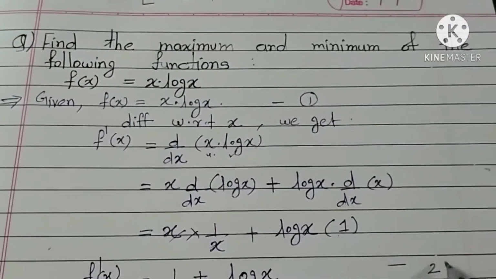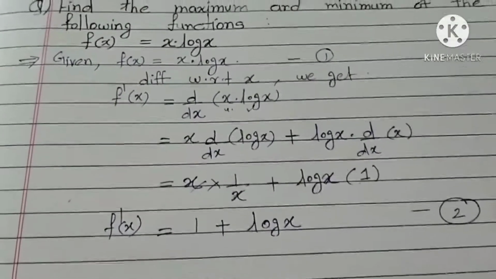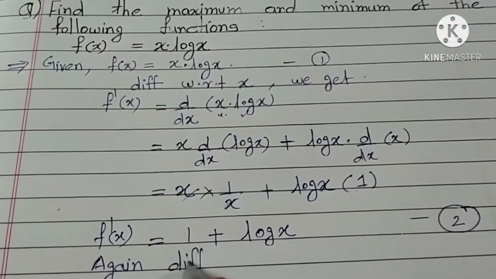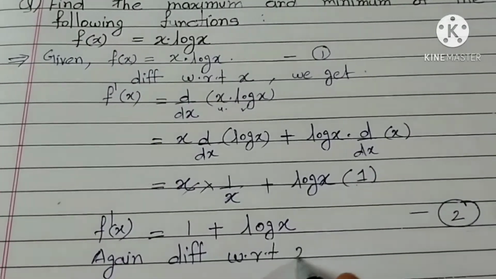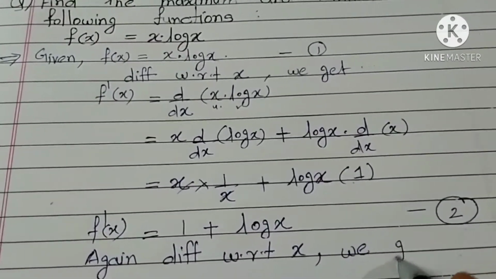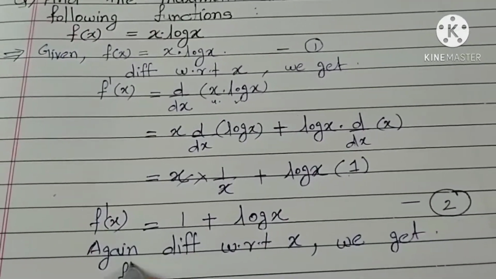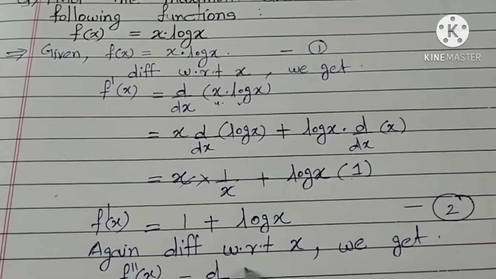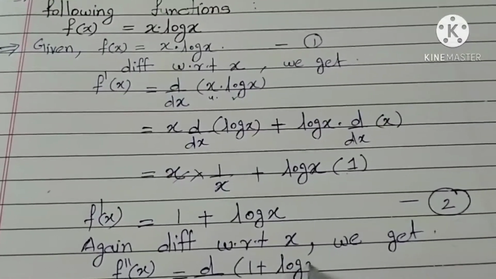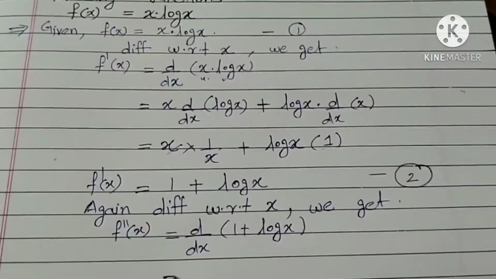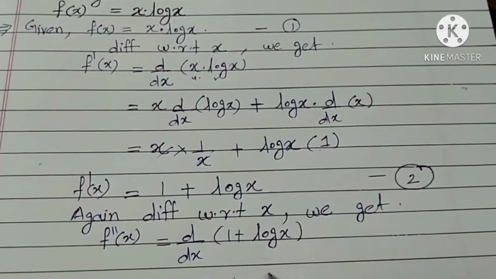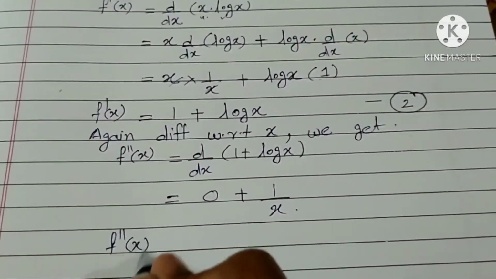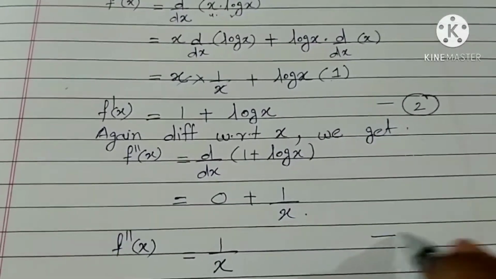Call it equation second. Now next, again differentiate with respect to x. We get, so take differentiation. This is f double dash of x, d by dx of 1 plus log x. The derivative of 1 is 0 because it is a constant, and the derivative of log x is 1 upon x. So here we get f double dash of x is equal to 1 upon x. Call it equation third.